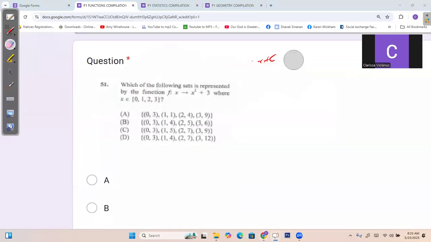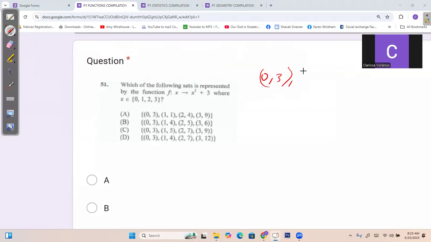It says here, which of the following represents the function where x is equal to this? So that's the input and output. That's easy. If I put 0 in here, what am I going to end up with? The first number is 0. What answer am I going to get if I put 0 in this equation? 0 squared is 0, plus 3 is 3. So that's (0, 3). That's the first one. All of them have that, so we've got to go again.